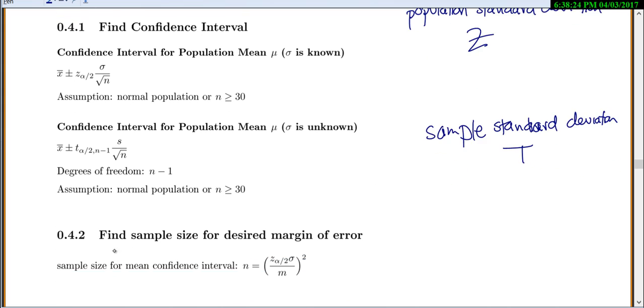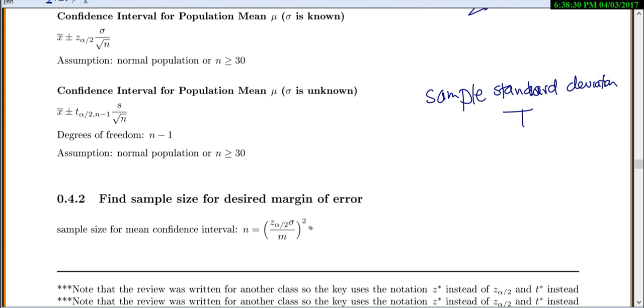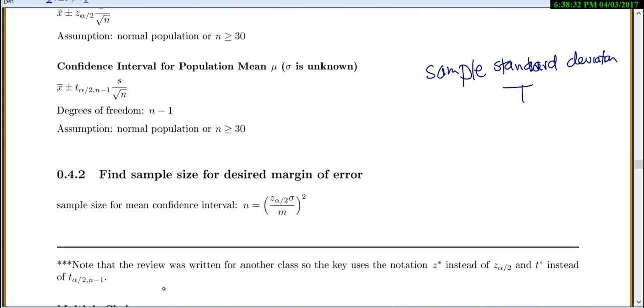And we have one formula to find the sample size for your confidence interval. Notice I only gave you this for the Z because that's the simpler one, and I just made it simpler for the test. Now this review was written for another class, so I just use Z star and T star instead of the more technical looking notation. It gives you the exact same thing.